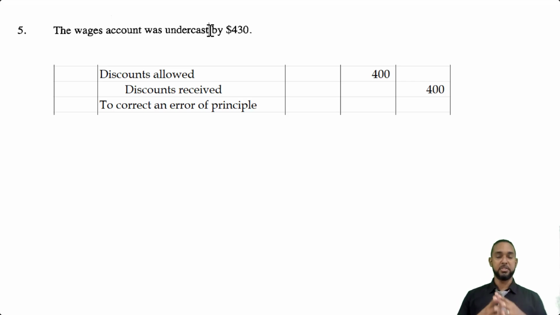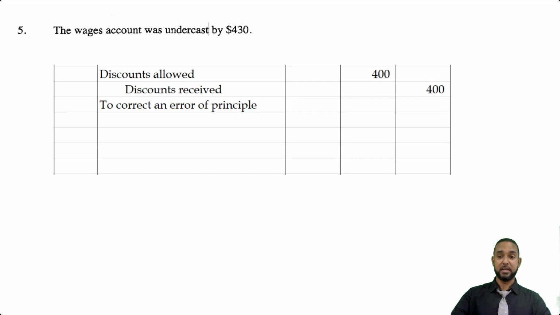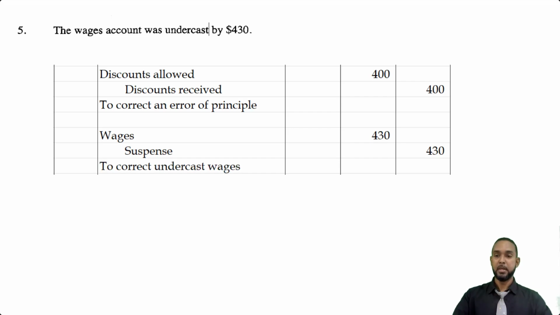The suspense account is an account used to help correct one-sided errors. So we are going to have to debit wages because it was undercast. So we have to increase the balance in the account, which requires a debit because wages is an expense. And the credit will simply go to suspense account because there was no other account affected by this error. But every debit needs a corresponding credit. So we use the suspense account to facilitate double entry. I will simply put: to correct undercast wages.